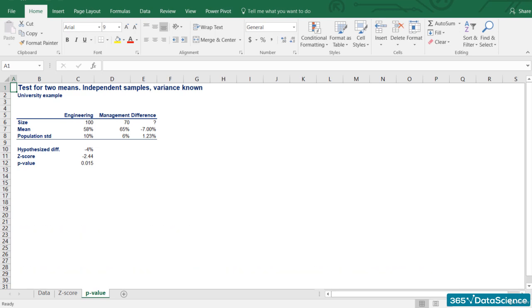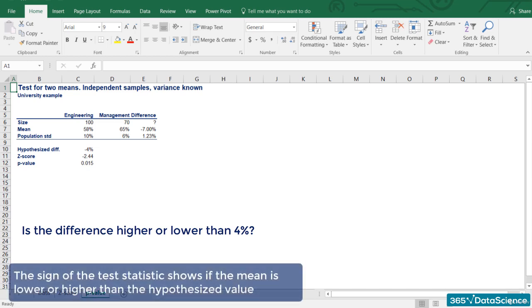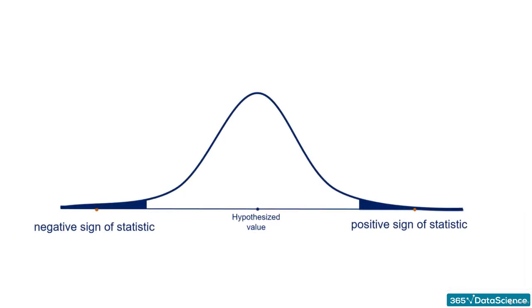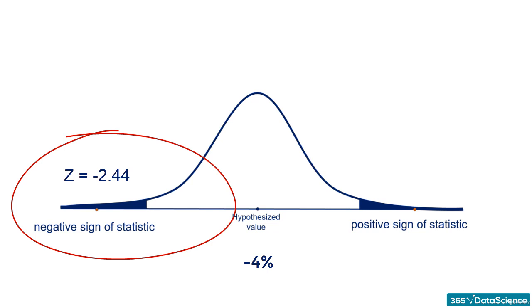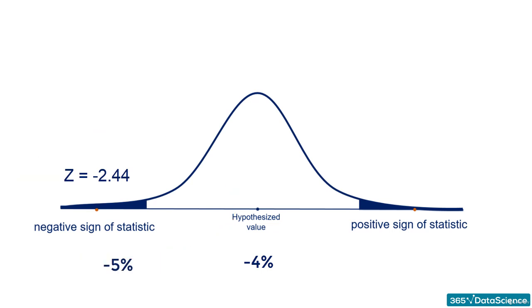All right, cool. Here's a trick. What if you want to know if the difference is higher or lower than 4? The sign of the test statistic can give you that information. A minus sign of the test statistic means it's smaller. If you reverse engineer the standardization process, you will find that the true value is likely to be lower than the hypothesized value. In our case, this translates into the true mean difference is likely to be lower than minus 4. Lower than minus 4 entails that possible values are minus 5, minus 6, and so on. This is additional information that you can give to the dean.